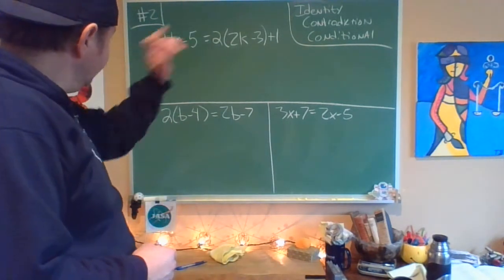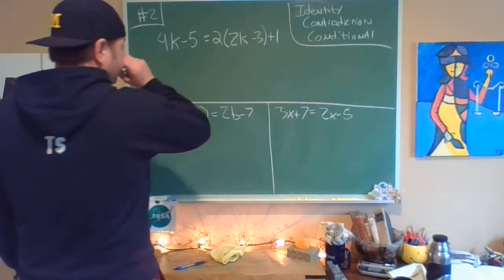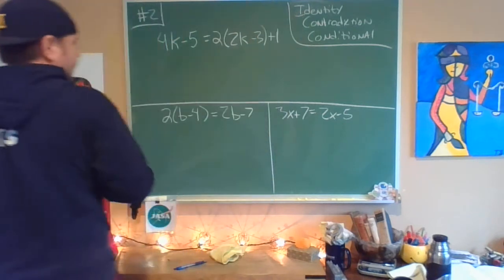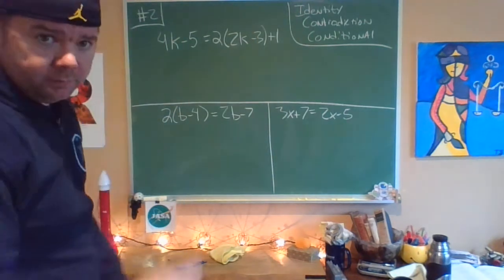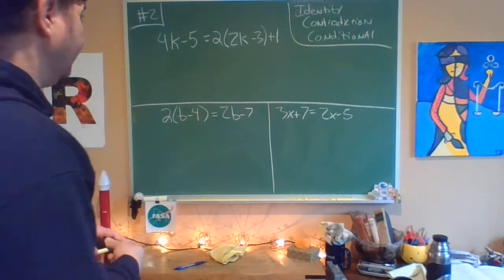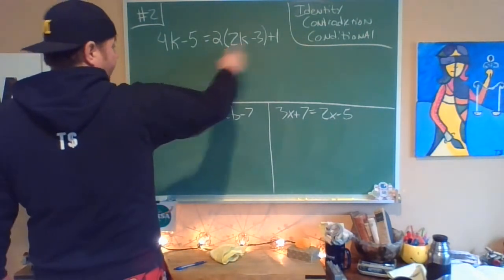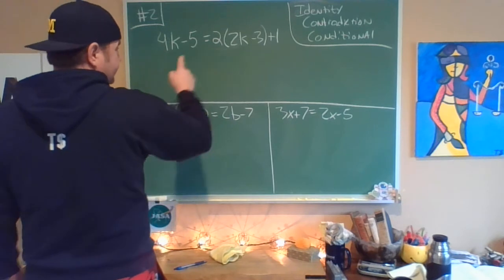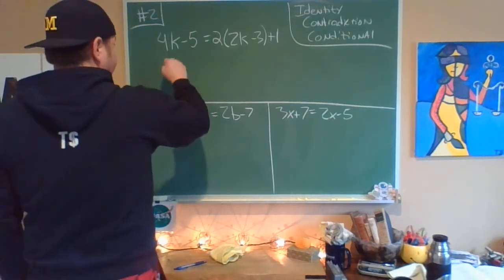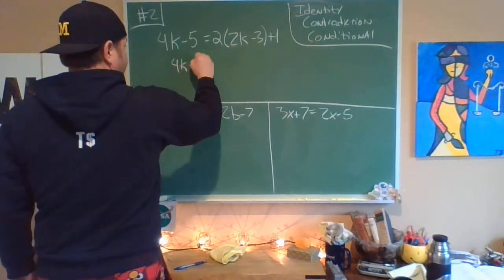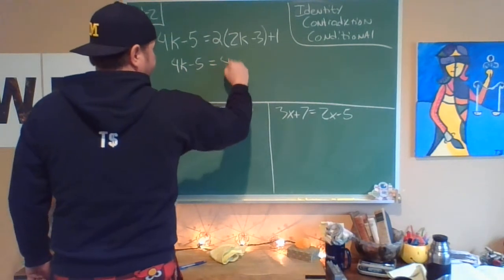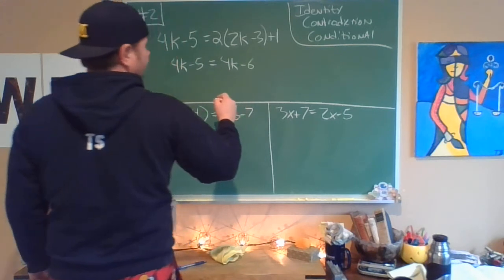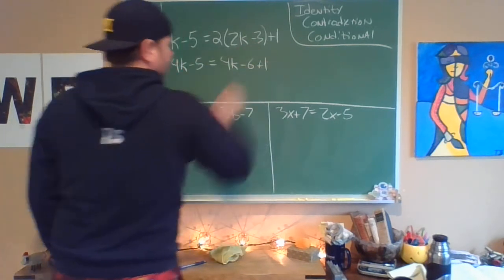So with these linear equations, the first thing we want to do when trying to determine what kind of an equation we have, and we'll talk more about what those equations actually are in a second, is simplify it, right? So I want to clear parentheses and combine any like terms that I possibly can. If I do that, I'm going to get 4k minus 5 equals 4k minus 6, right? Yes, plus 1.